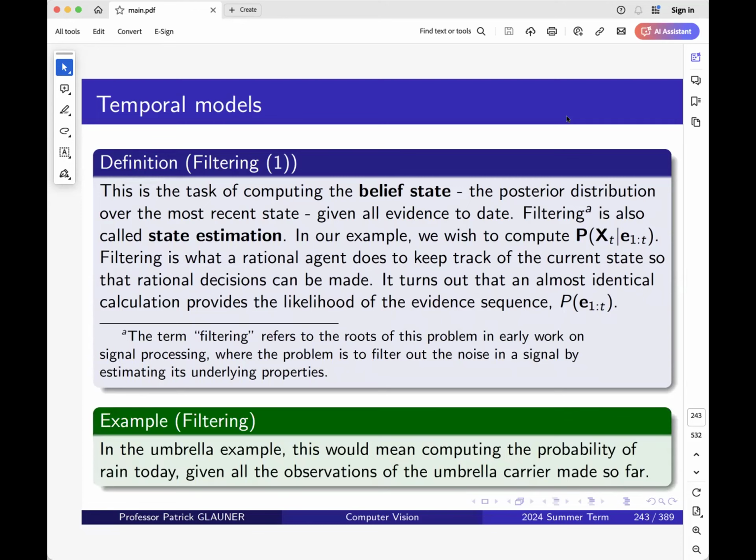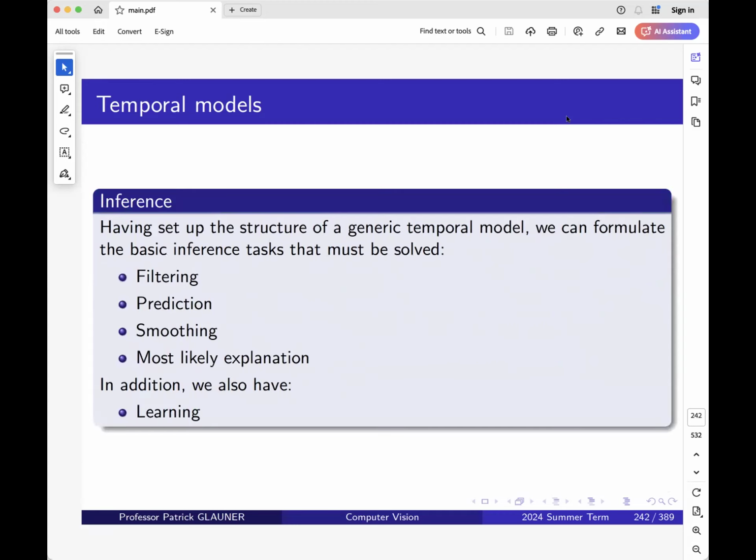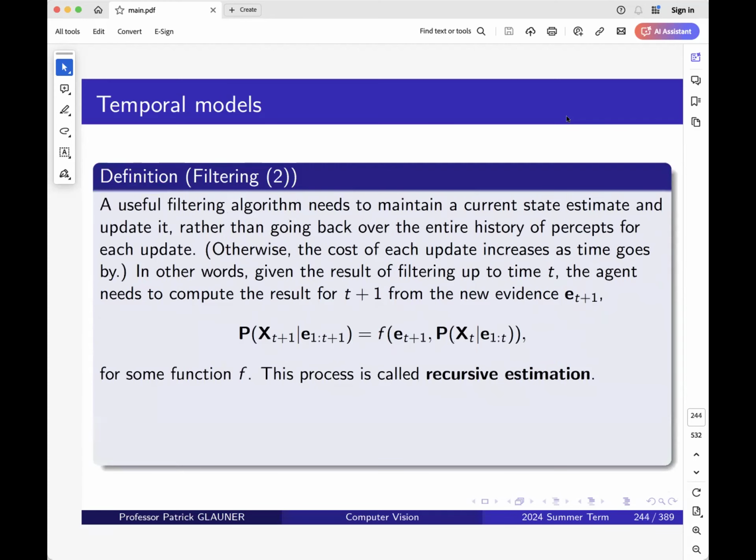In our umbrella example, filtering would mean we want to compute a probability of rain today, given all these observations of the umbrella, whether the umbrella was carried or not so far. And that's this past graphical model we looked at. And later we see that the other tasks here, like predictions, smoothing, they address something different in that graphical model.